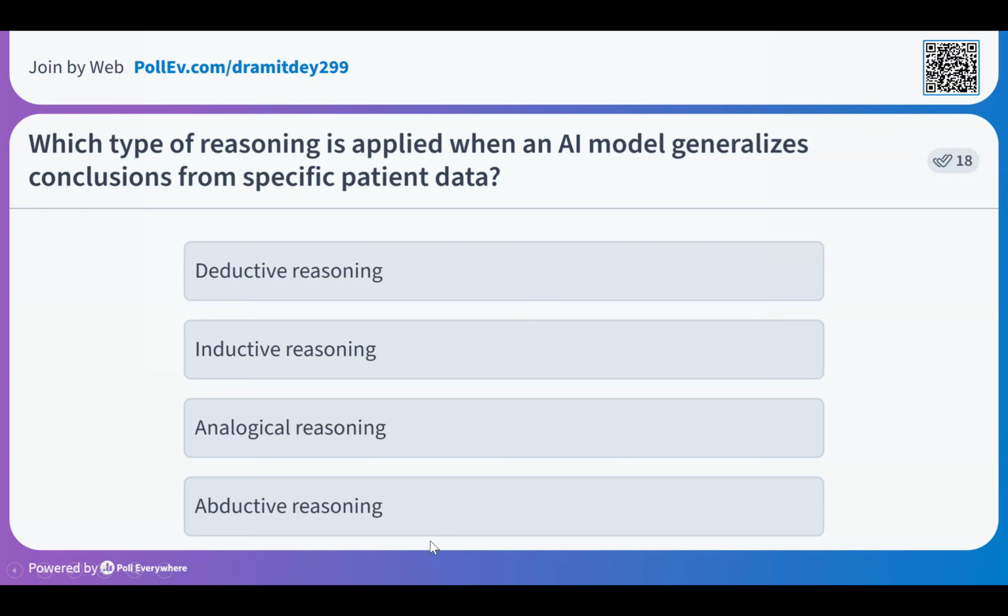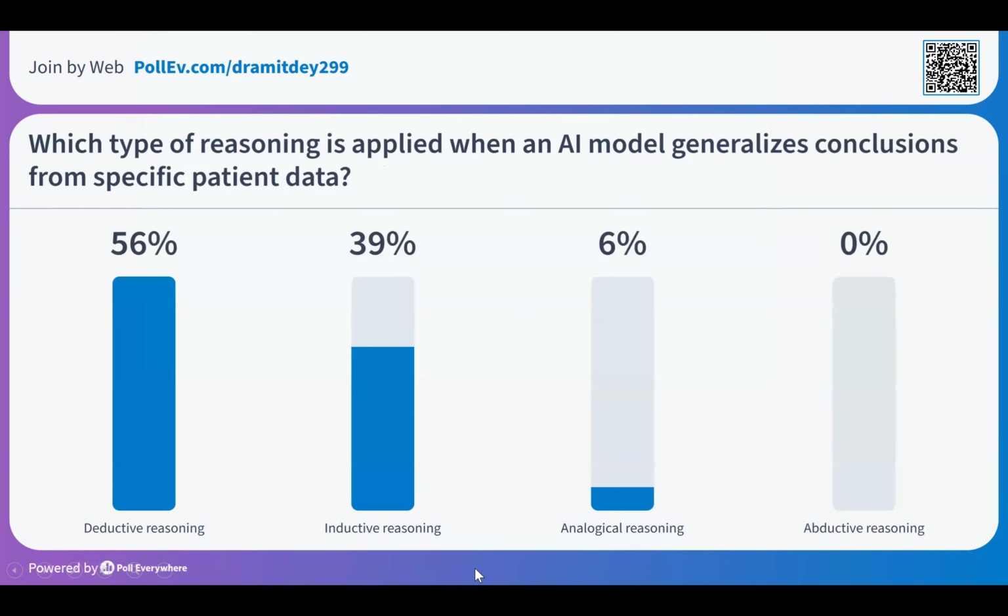Okay, so we have 17 people answering now. Let me see the response. 18. Let me see what all of you have got. Okay, so obviously abductive reasoning is something which is abstract. So that was just to confuse you. But analogical reasoning, well, the confusion is between deductive reasoning and inductive reasoning now. Do you want to clarify to them, Professor Gupta, and continue what you were saying?